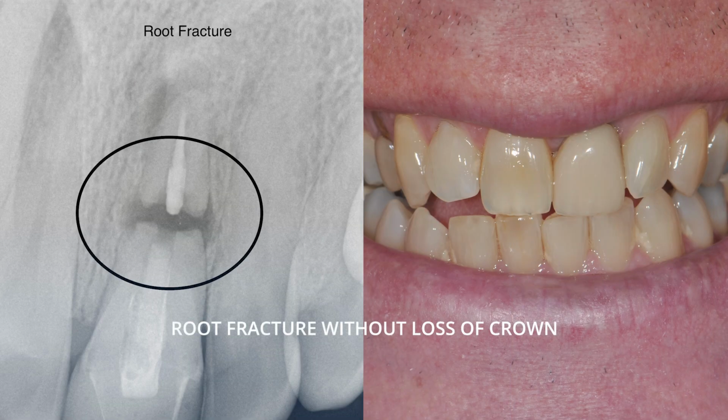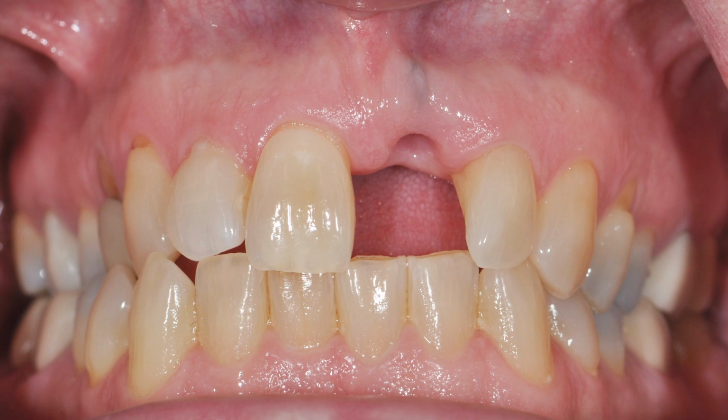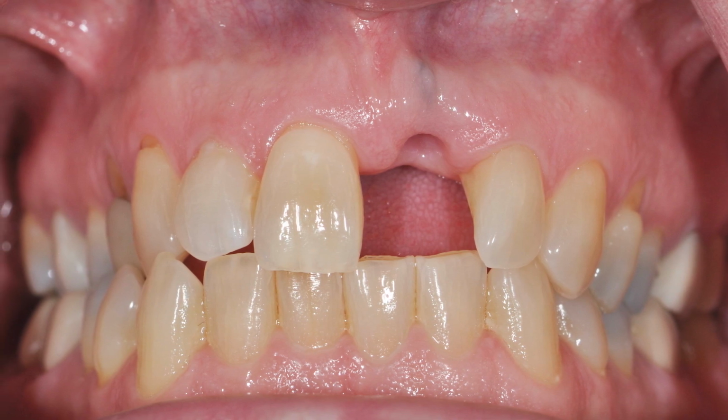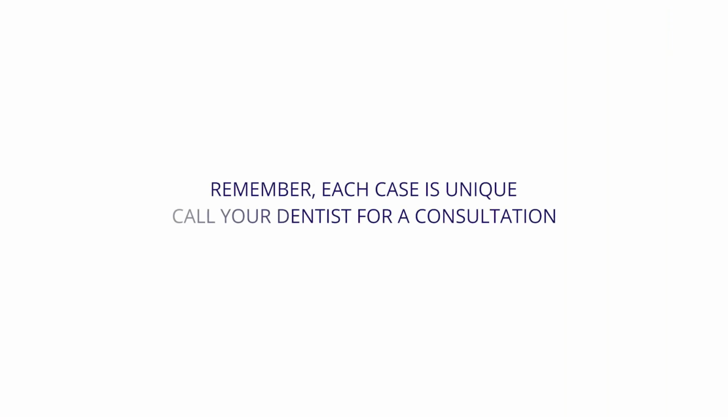Sometimes we have a fracture of the root without the loss of the crown. In this case, we go ahead and extract the pieces and clean the area. Most of the time, we'll place an implant and then wait a few months and put an implant crown. But remember, each case is unique, and the most important thing to do is to call your dentist right away to set up a consultation, and then we can decide on what's the best treatment moving forward.